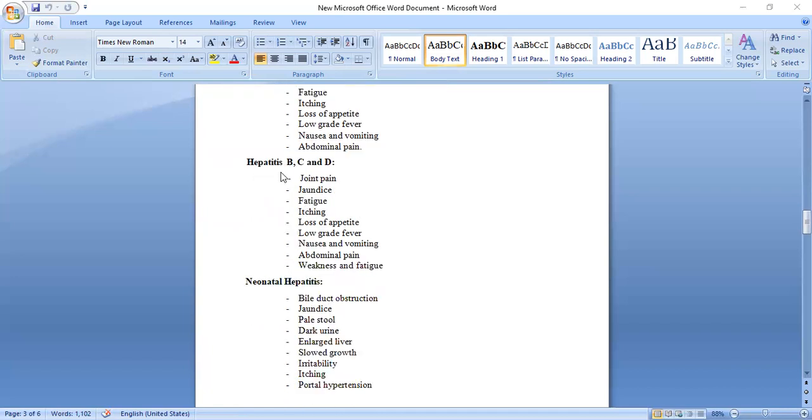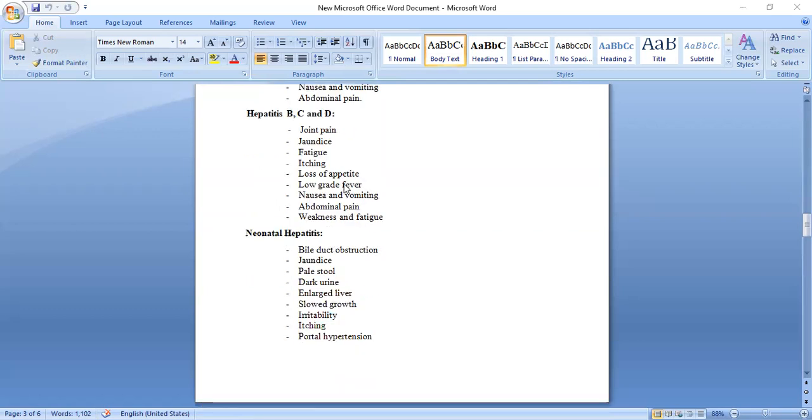So next one, that is hepatitis B, C, and D. These are similar, B, C, and D. What are the signs and symptoms here? Joint pain. Here also jaundice is there, fatigue, itching, loss of appetite, low grade fever, nausea, vomiting, abdominal pain, weakness, and fatigue. Symptoms are a little bit the same, but joint pain is also included here. Joint pain, jaundice, fatigue, all are similar, isn't it? Now see the neonatal hepatitis.